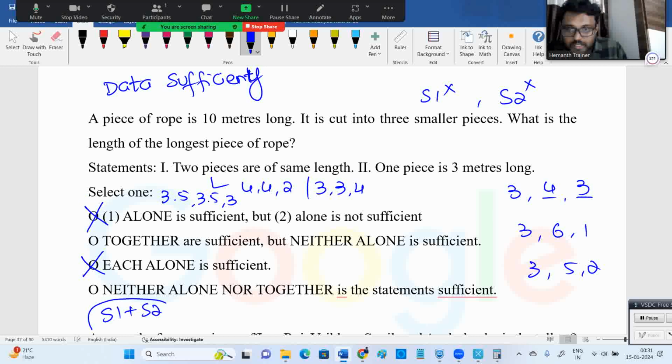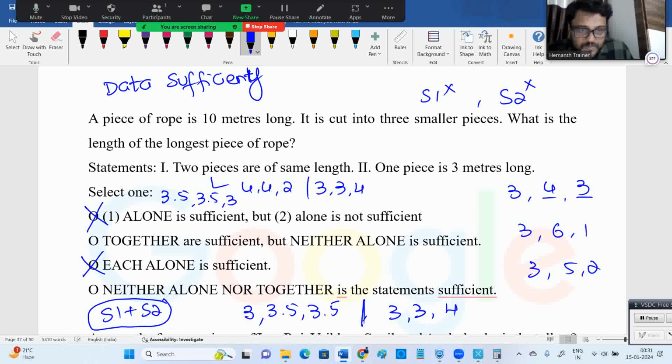Together, they said 2 are equal. One is 3. When one is 3 and the remaining 2 should be equal, with total 10 meters, the remaining 7 can be 3.5, 3.5. What's the longest piece of the rope? The longest piece should be only one. Here two longest pieces are there, so 3, 3, 4 is not correct. This is the one.